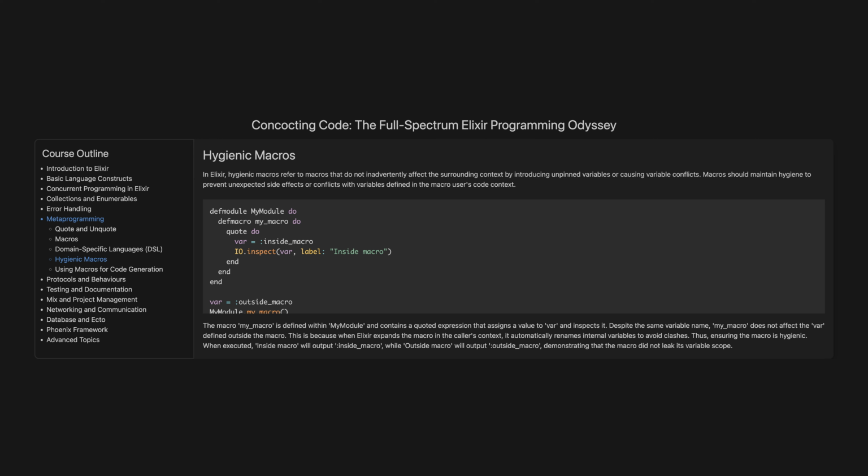The macro my_macro is defined within MyModule and contains a quoted expression that assigns a value to var and inspects it. Despite the same variable name, my_macro does not affect the var defined outside the macro. This is because when Elixir expands the macro in the caller's context, it automatically renames internal variables to avoid clashes, thus ensuring the macro is hygienic. When executed, inside macro will output "inside macro", while outside macro will output "outside macro", demonstrating that the macro did not leak its variable scope.